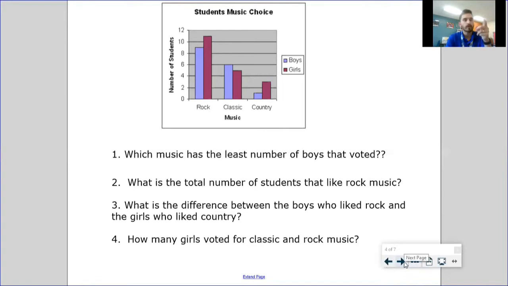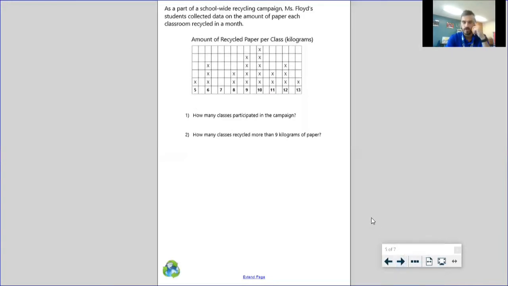So last but not least, we looked at line plots yesterday, which you also saw in your Fantastic Five. I've got this on 2 different slides, but it's the same line plot. If you look at the top, it's showing the amount of recycled paper per class in kilograms. So you've got 5 kilograms, 6 kilograms, 7, 8, all the way up through 13. This would be showing numerical data because we're dealing with numbers. It says how many classes participated in the campaign. So remember, these X's are going to be the classes. The numbers at the bottom are the kilograms that they recycled.